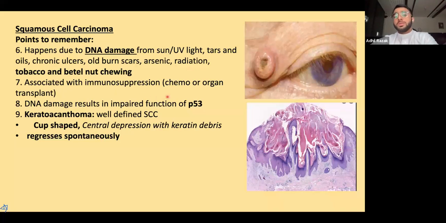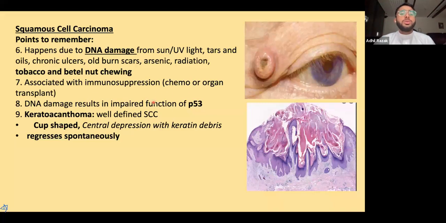And it could also be associated with immunosuppression, such as a patient undergoing chemo for another cancer, and someone who just had an organ transplant. People with organ transplant, they're immunosuppressed for a while so that there's no rejection. So such patients could also be at risk for squamous cell carcinoma.